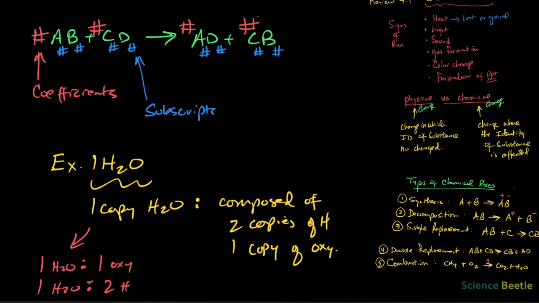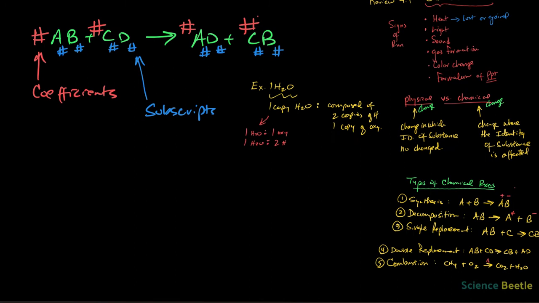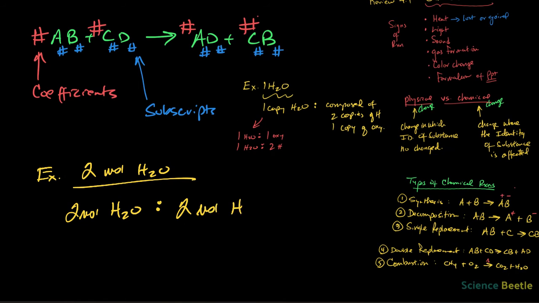So another way of doing this is to see what happens with another compound. Let's say instead of having one of these water molecules, what if we actually had multiple copies? And so let's move this up here to the side. So this time around, next example, we're going to say that we've got 2 moles of H2O. Here the relationship is for every 2 moles of the H2O compound, we are going to have 2 moles of hydrogen.